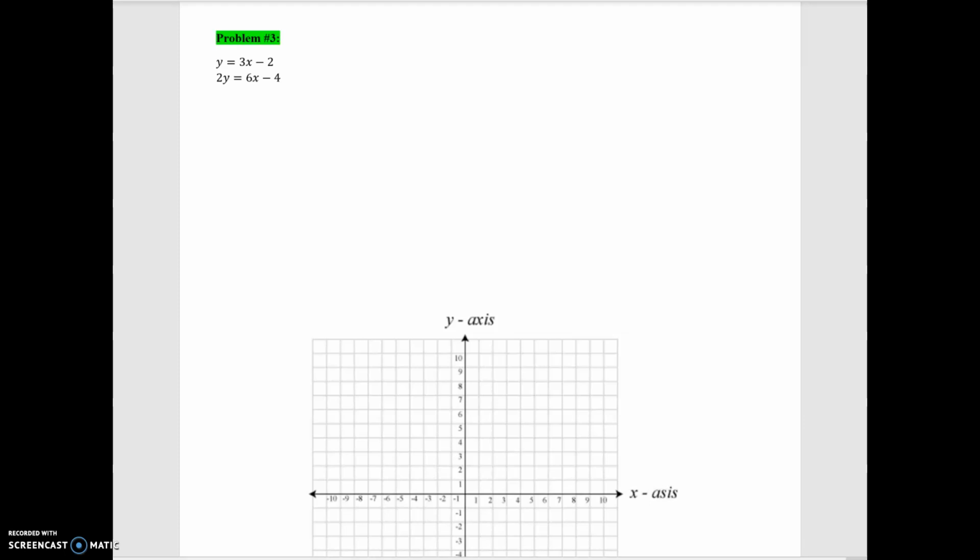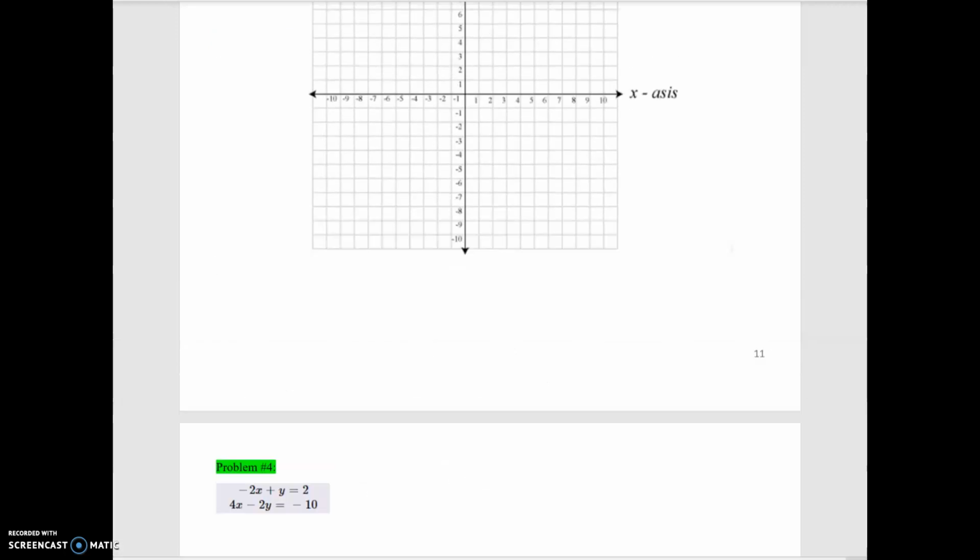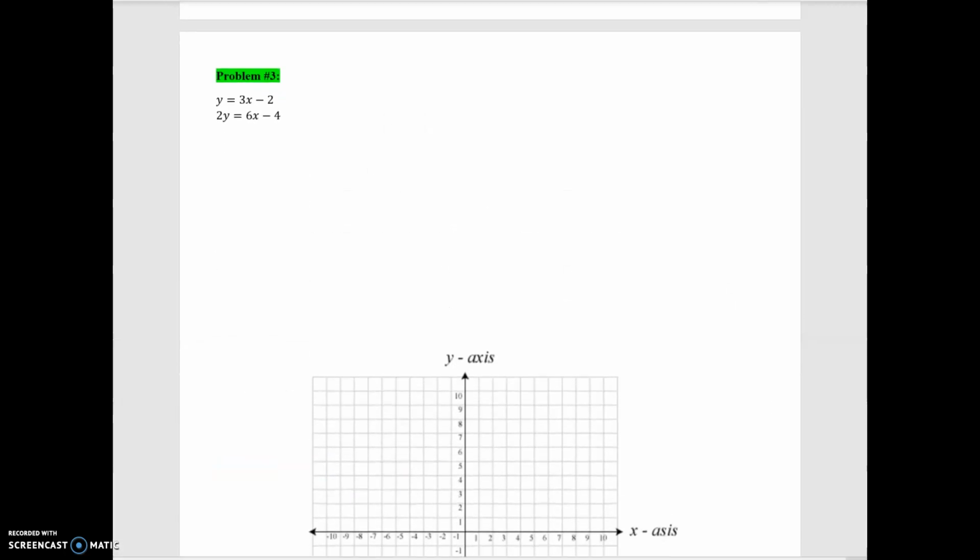Hi class, let's take a look at problem 3. We're going to graph these two equations, but notice the following pattern on equation number 2. Let me pinpoint at this one. You technically have 2y, which is equal to 6x minus 4.